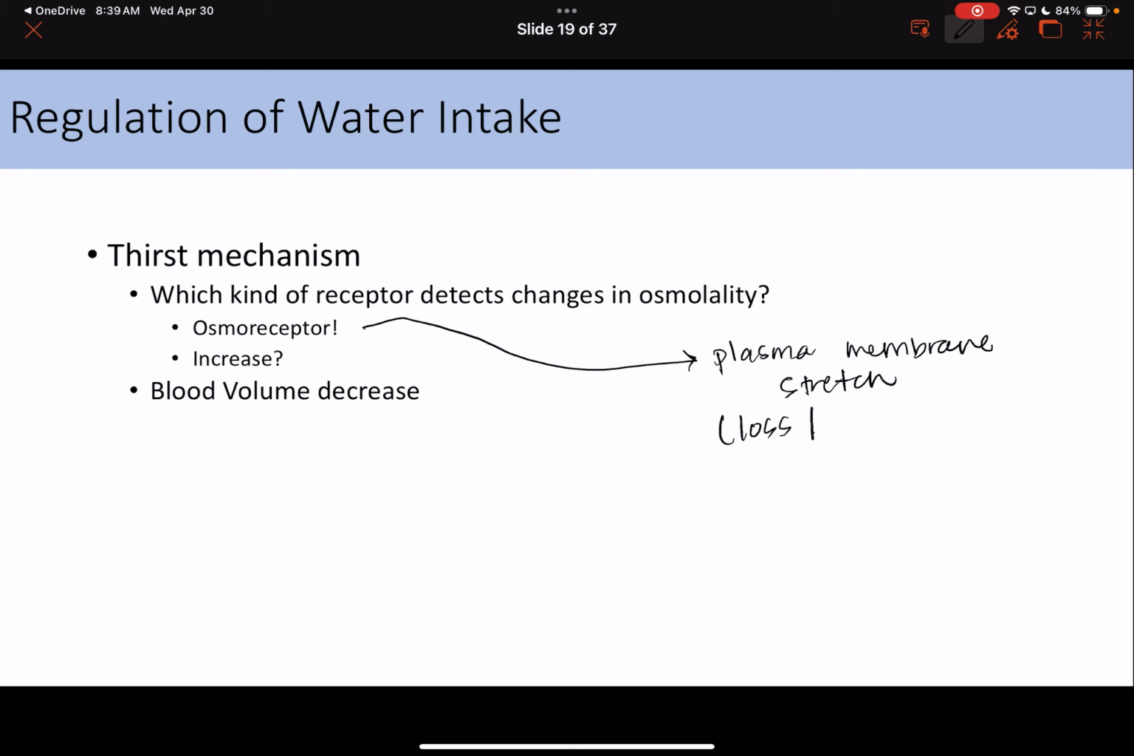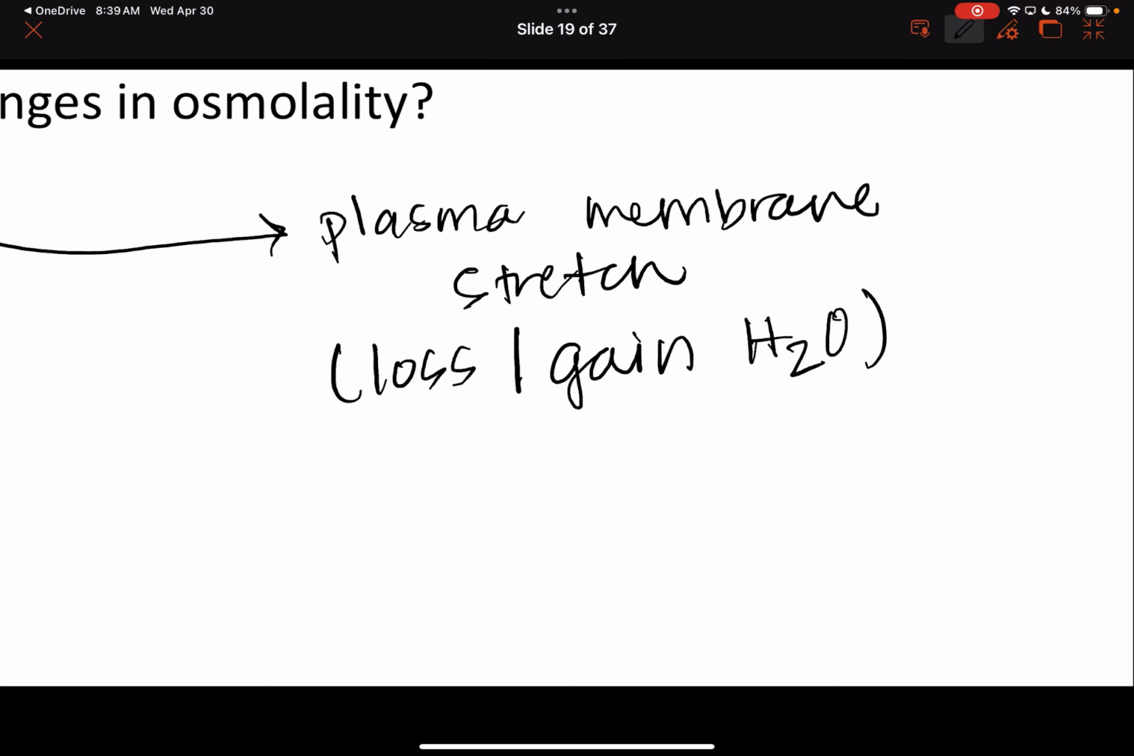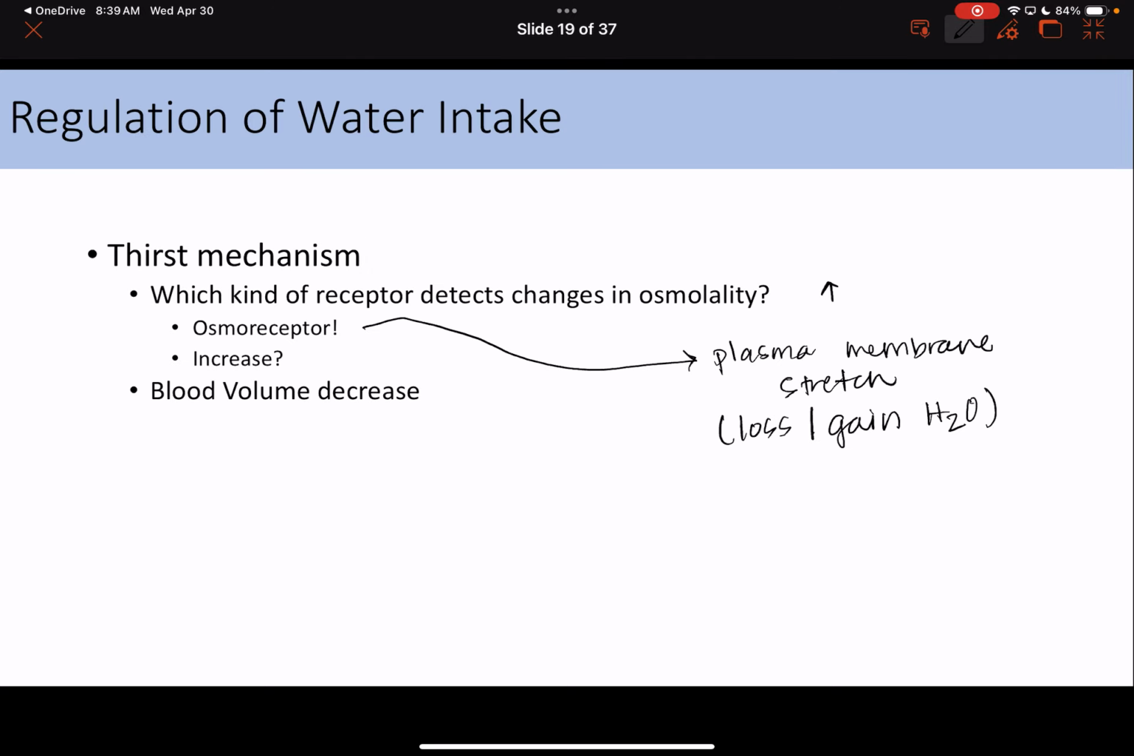So they're really looking out for a loss or gain of water. Have we gained water? Has that cell stretched? Are we losing water? Has that cell shriveled or crenated? And we only need an increase of about 1 to 2% in osmolality to trigger these osmoreceptors. So it doesn't take much change for homeostasis to come in.